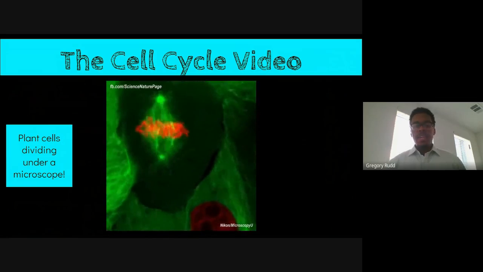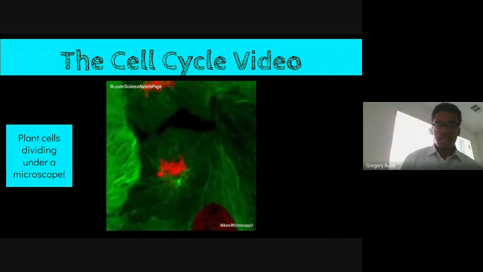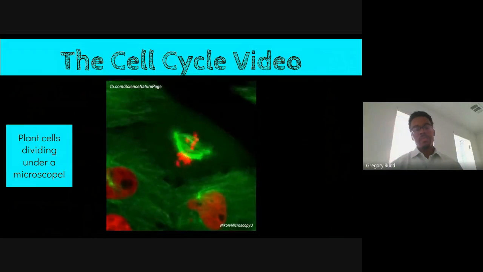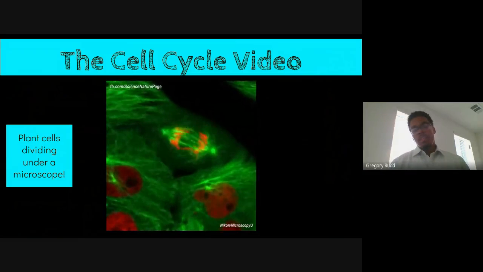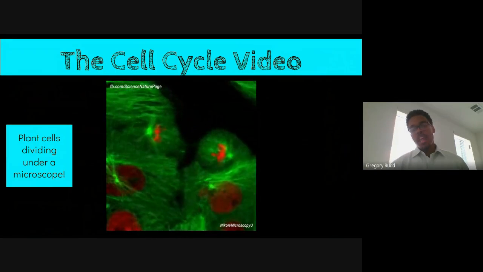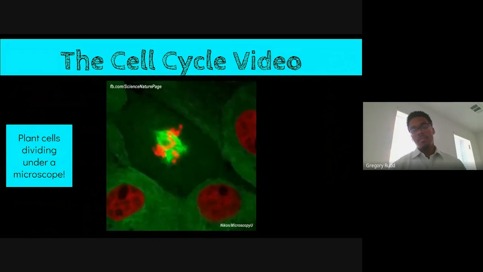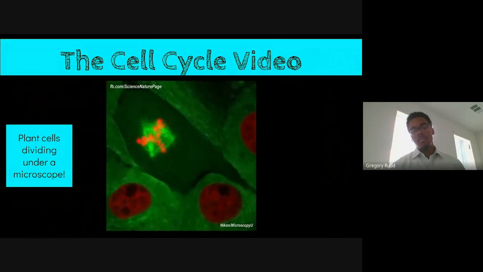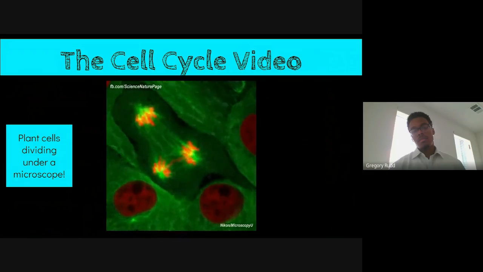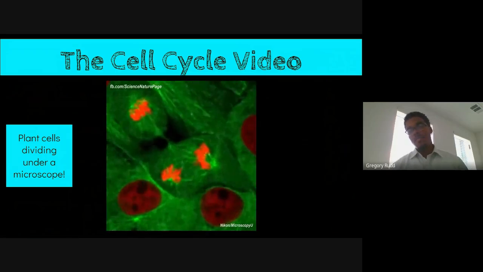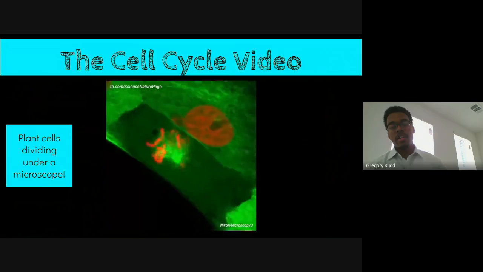So this video really illustrates the division of cells within a plant cell. The orange stuff is the genetic material, so we see it being pulled apart. We can see new cells forming as the genetic material is pulled apart.